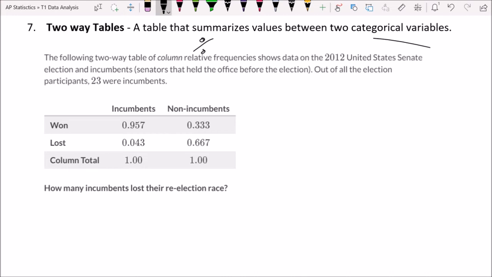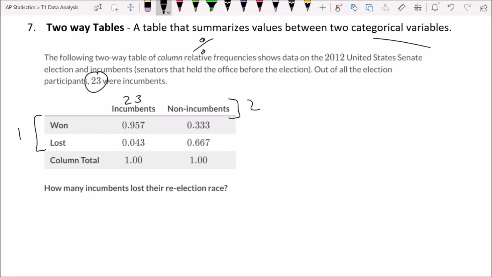Out of all the election participants, there were 23 incumbents. I'm going to make a note of that. There's 23 people in this category. And so here are the categories. There are the ones who won and the ones who lost. So that's one category with two different values. So that's one variable, okay? Because it's whether you won or lost. And another variable is whether you were an incumbent or not. And we have two values for that variable as well. So variable number 1, variable number 2. So it is a two-way table.